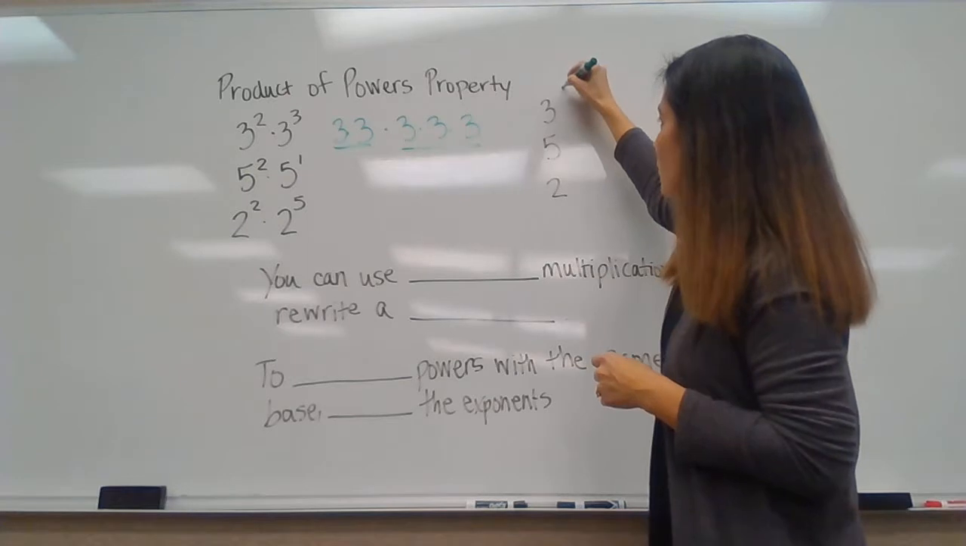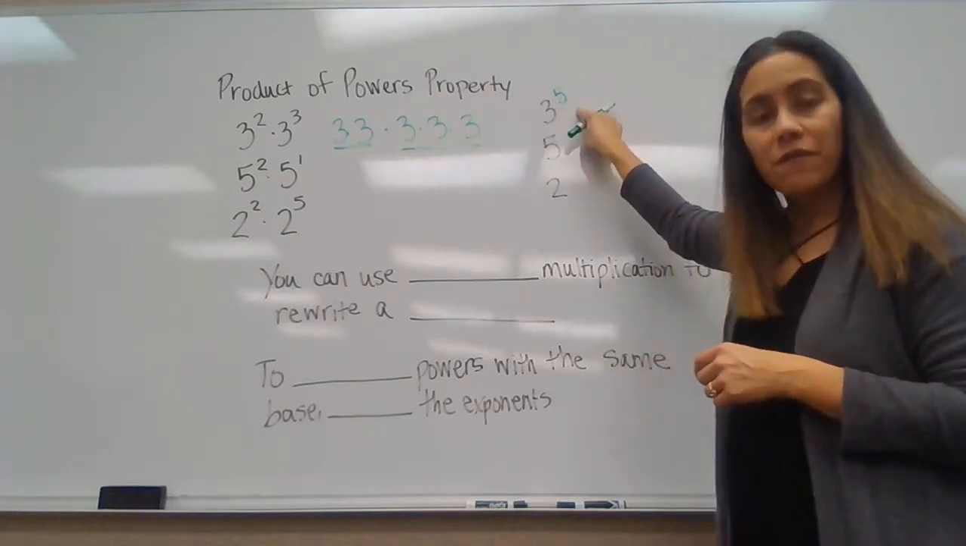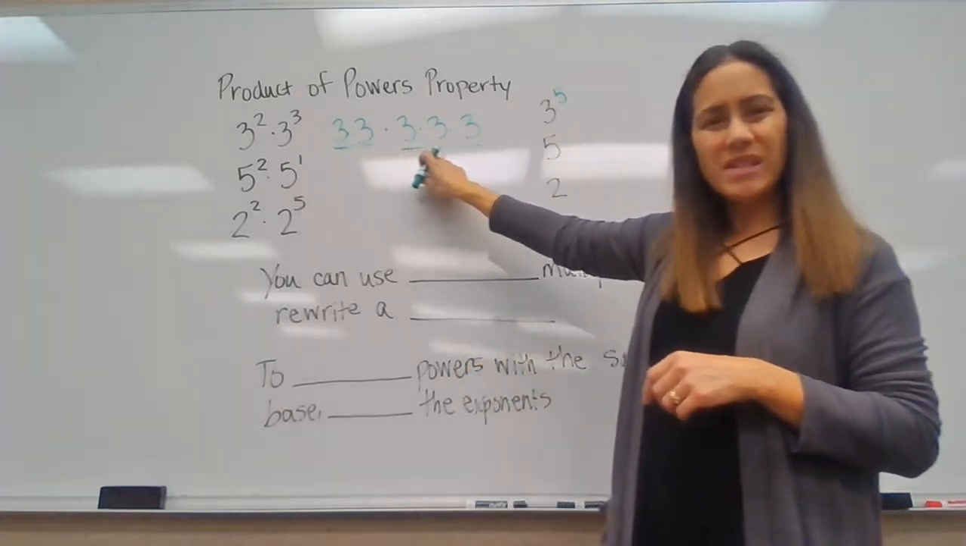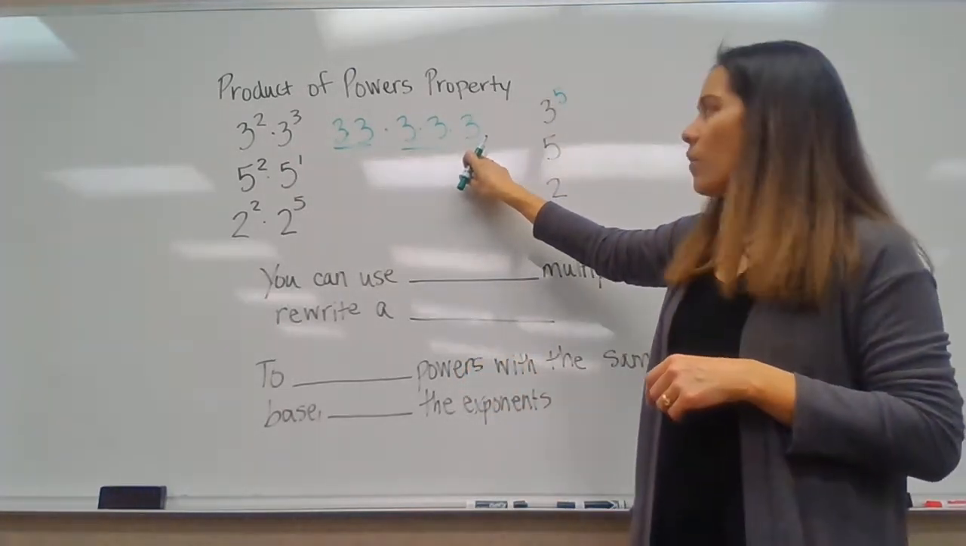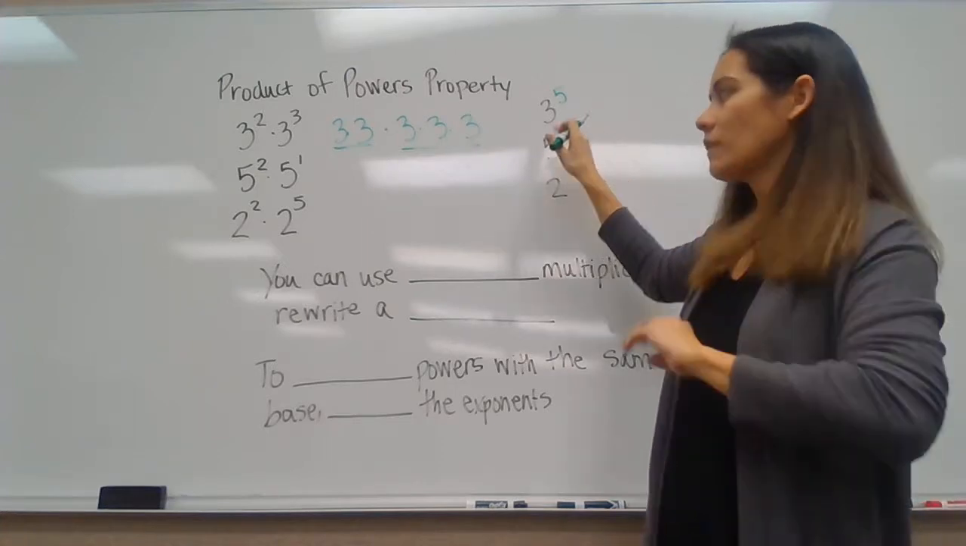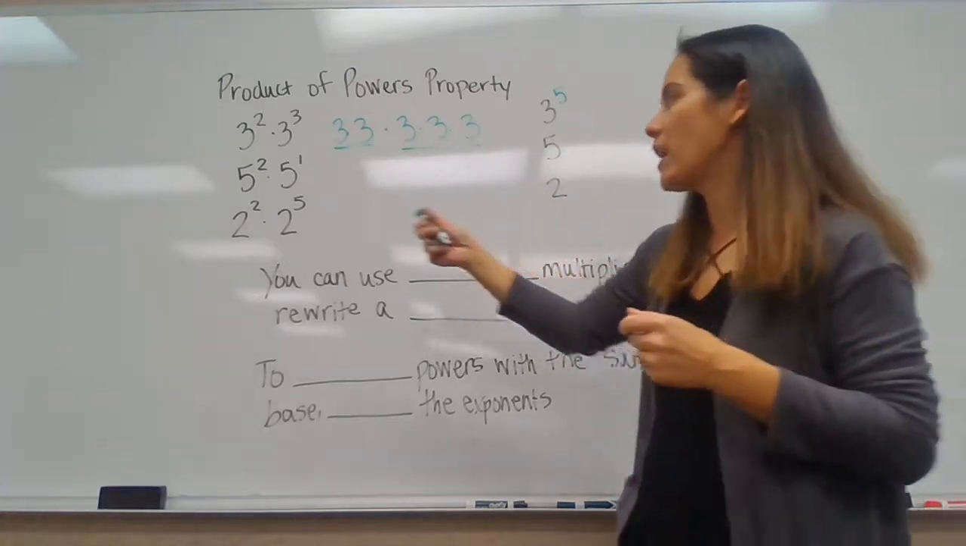Oop, my marker's not working. 3 to the fifth. So we're going to figure out, do I always need to write this out all the way? Or is there a shortcut or a pattern I'm noticing? So before I say what it is, you may have already figured it out.